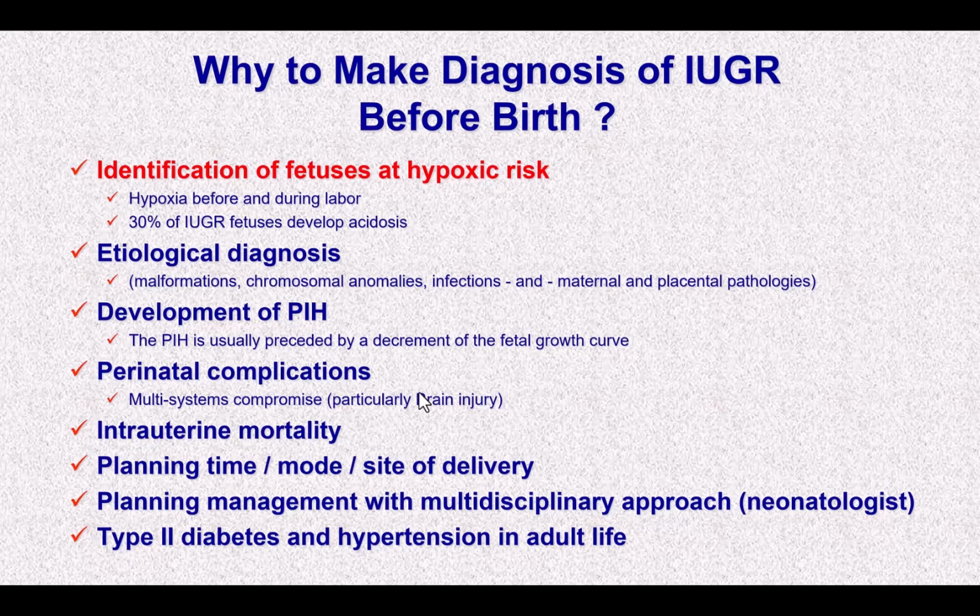This patient may develop pregnancy-induced hypertension. These fetuses, after the delivery, may have some perinatal complications, particularly multi-systems compromise, particularly the brain injuries, intrauterine mortality, but also because in some severe cases of IUGR fetuses, we have to plan time, mode, and site of delivery.